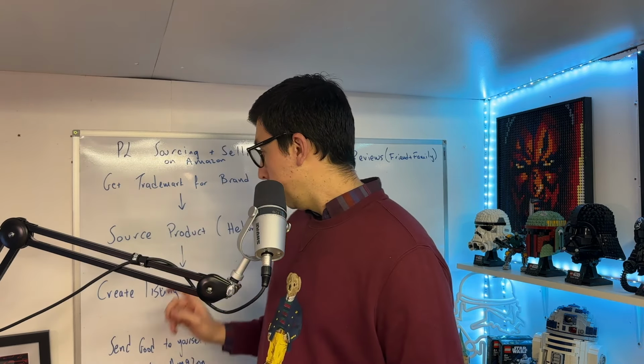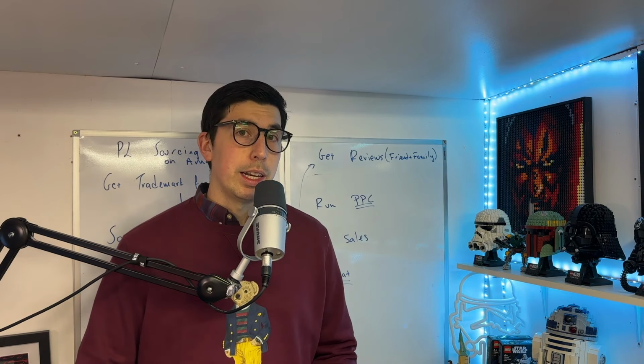Then what we've got is creating a listing. That can include a lot of different things. You've got your keywords, you've got the listing, you've got images, of course, you've got your description. Can you create A+ content on that listing? And then you can potentially already start planning your PPC, but we'll get to that step.